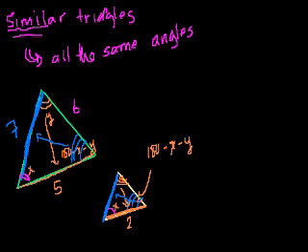So what does that help us? Well, the ratio between corresponding sides is always the same. So let's say we wanted to figure out how long this side of this small triangle is. Well, there's a bunch of ways we could do it.